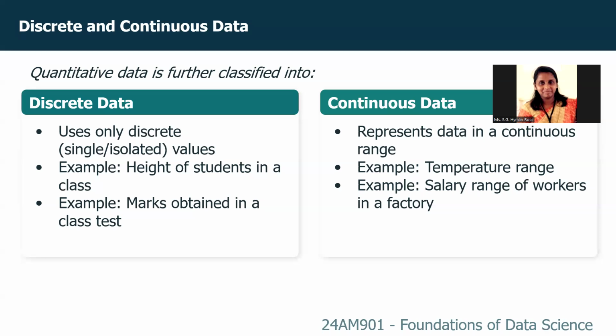Next is continuous data. Continuous data is another type of quantitative data that can take on any value within a given range. For example, temperature range, salary range of workers in a factory, time taken to complete a task, all come under this example. When we analyze continuous data, we can say that it can take on any real number value within a range.